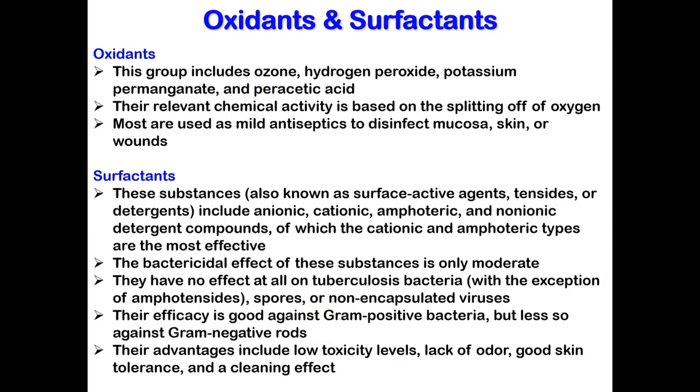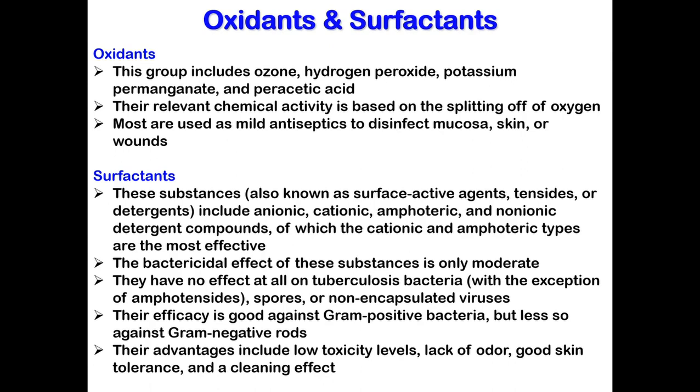So the last group of chemicals that we're going to discuss are the oxidants and surfactants. So the oxidants include ozone, hydrogen peroxide, potassium permanganate, and peracetic acid, and their relative chemical activity is based on splitting off of oxygen. And most of these are used as mild antiseptics to disinfect mucosa, skin, or wounds. Next, let's go on to the surfactants.